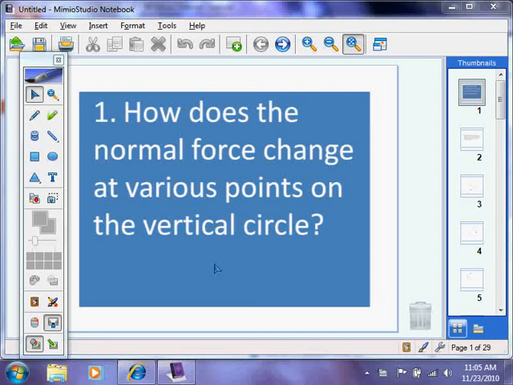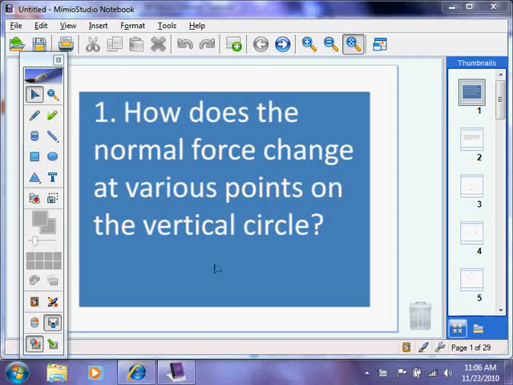All right, so today's lesson is about how the normal force changes at various points in a vertical circle. And ultimately, we're going to see why we could twirl that glass without the glass falling down. And of course, you could try this at home with just a regular pail of water. You could twirl the pail vertically, and the water will not fall out.